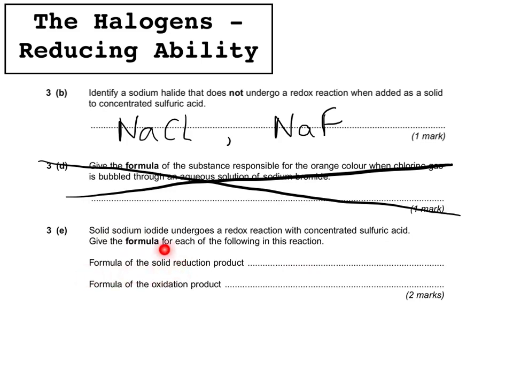So formula of the solid reduction product. Remember I said that the solid reduction product is sulfur when you have iodide ions react with sulfuric acid, because H2S is a gas and SO2 is a gas, so sulfur is the solid reduction product. And the oxidation product is from the iodide ions, and they make iodine. And it's important that you write iodine as I2, because that's how iodine exists. The sulfur you could write as S8 if you wanted to, but S by itself is also fine.